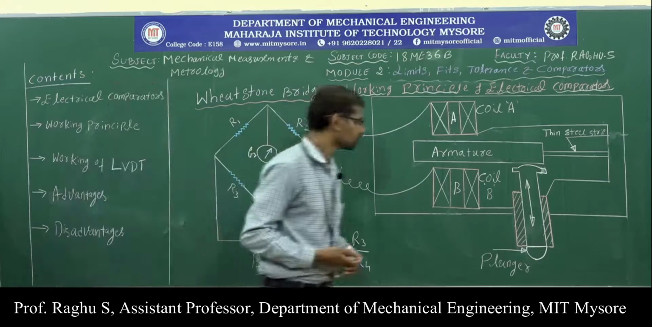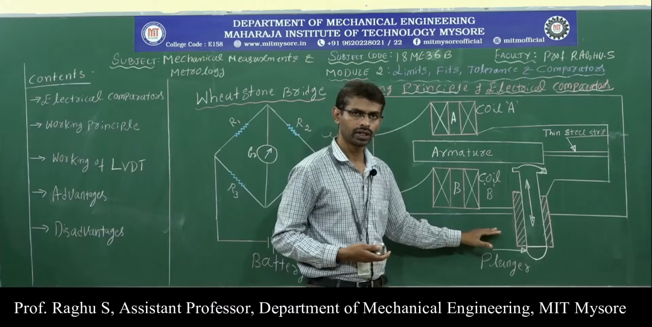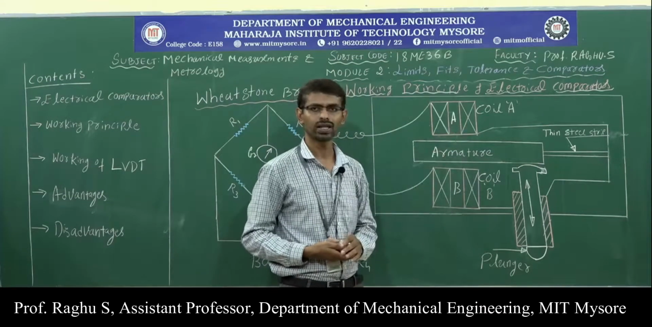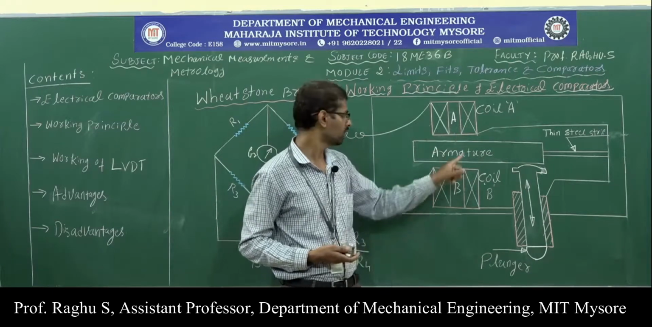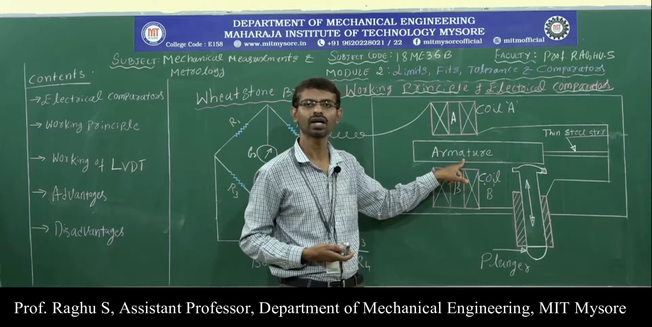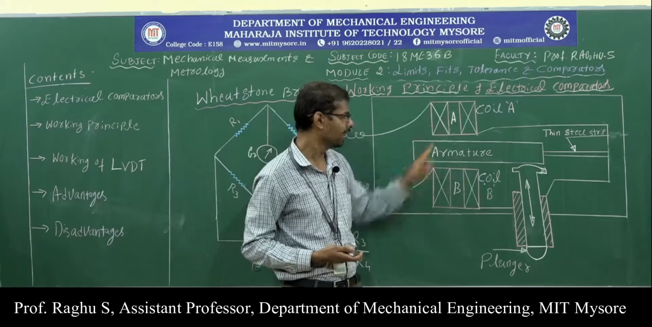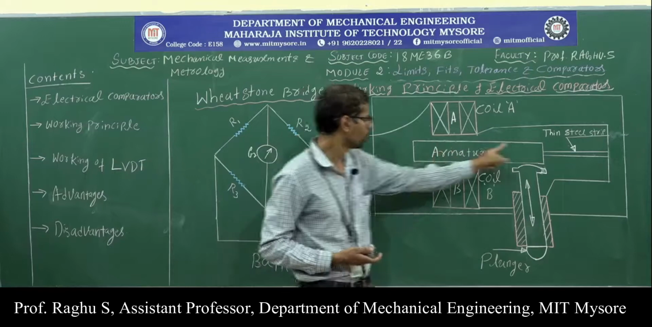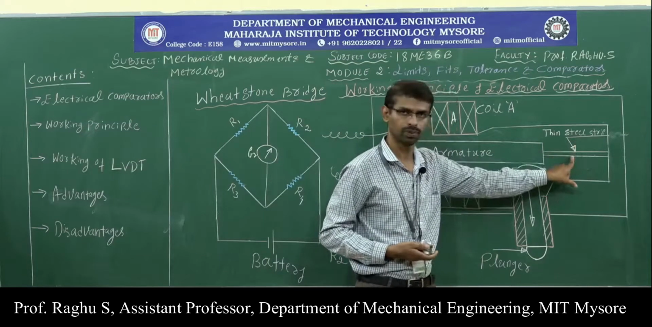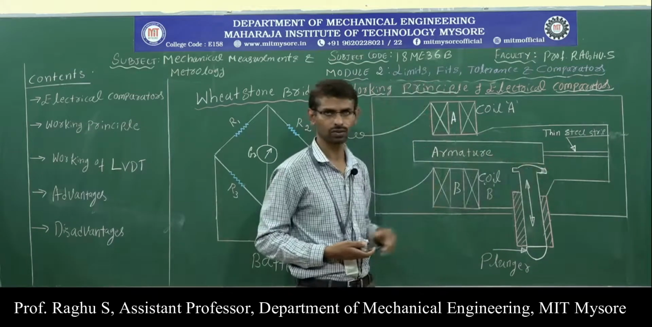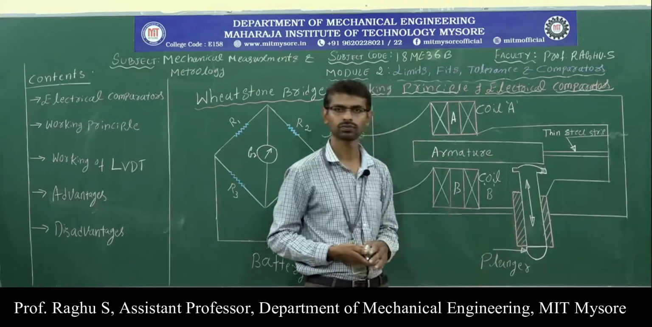Now, coming to this diagram. This diagram shows the working principle of the electrical comparator. Here we have an armature. Armature is nothing but an iron rod. This iron rod is kept between 2 coils A and B. This armature is supported by a thin steel strip, just like a cantilever structure. And this is the plunger.